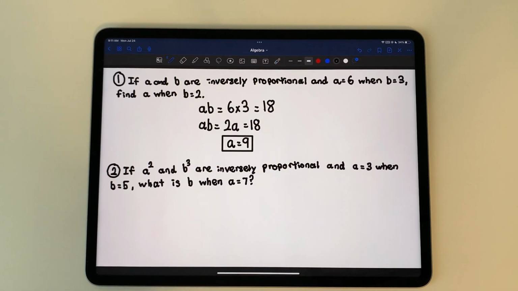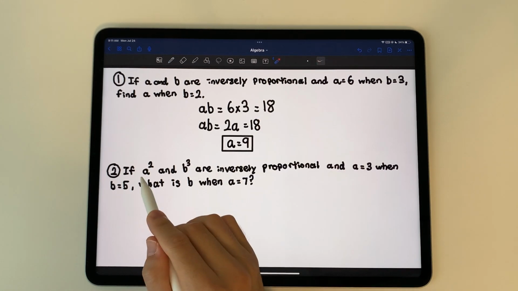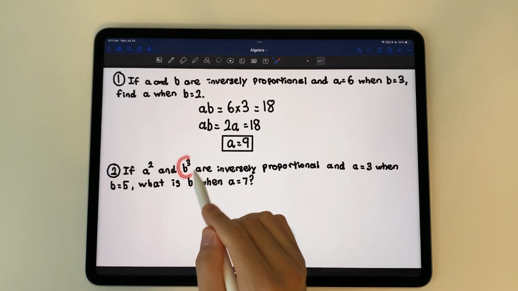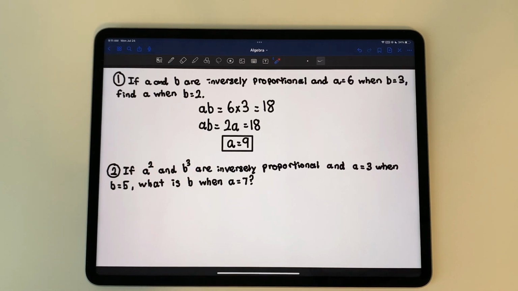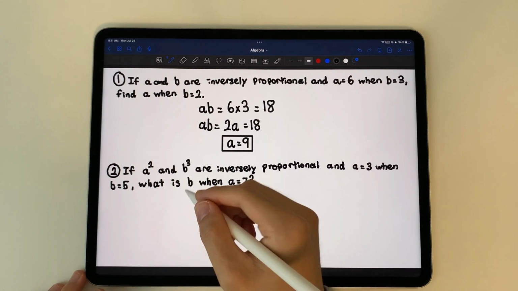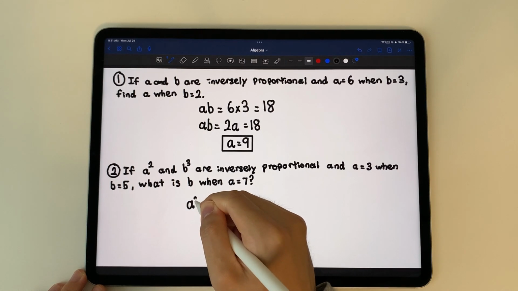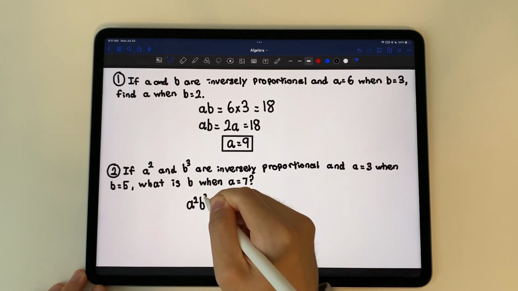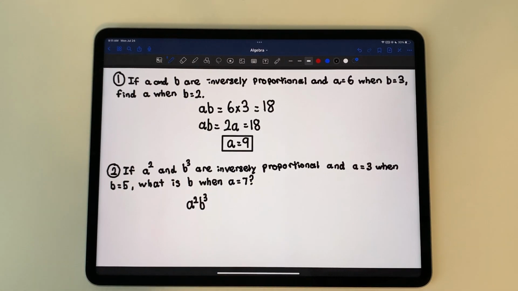Now the next problem is an example of making sure to read carefully, because this time it's not A and B that are inversely proportional, it's A squared and B cubed. Yeah, A squared and B cubed. So A squared and B cubed are inversely proportional. That means A squared times B cubed is constant.